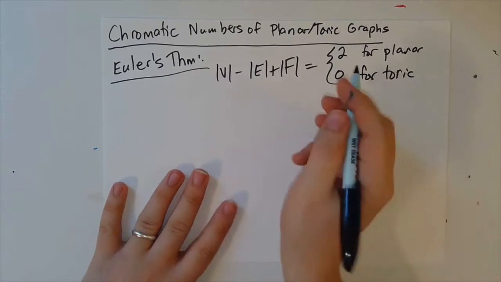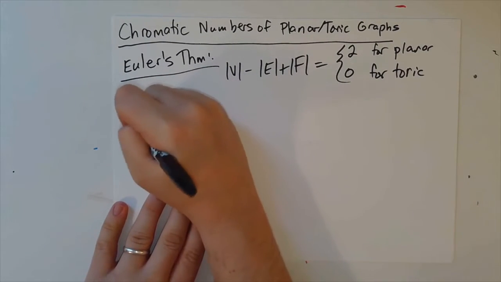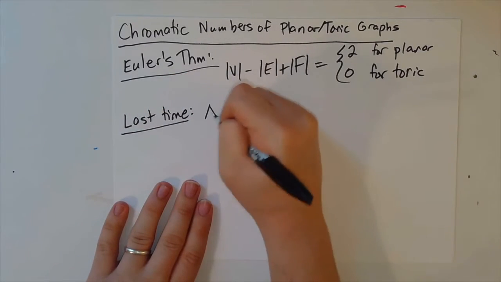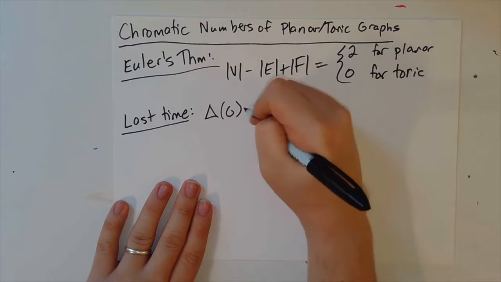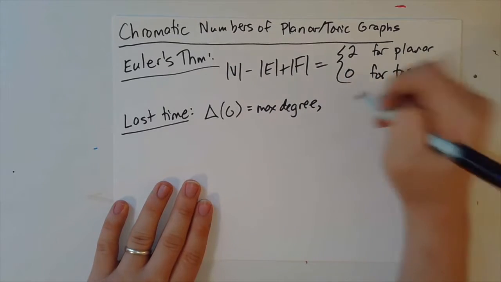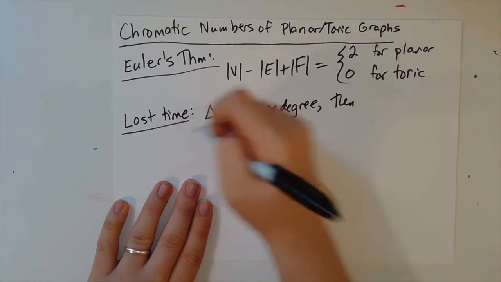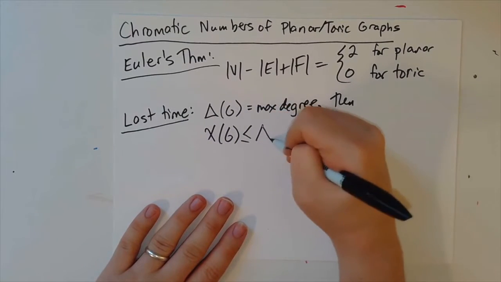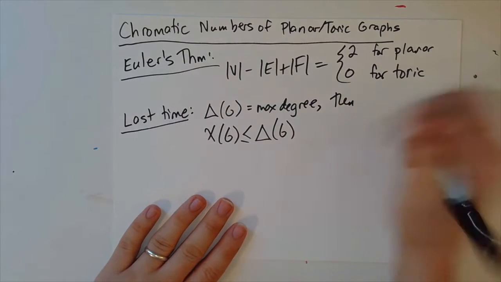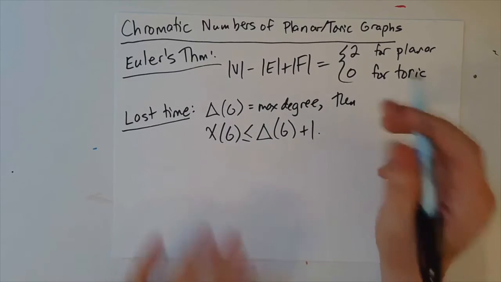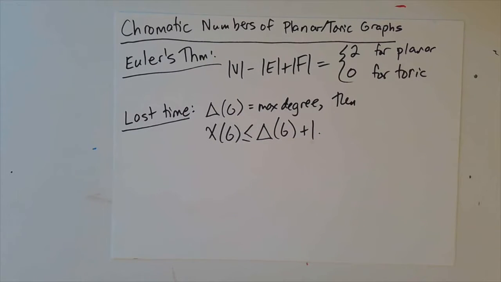Okay. I also want to remind you that last time we had this whole idea that if big delta of g was the max degree, then we could show that the chromatic number of a graph was less than or equal to that big delta of g plus 1. Okay, and this was basically a pigeonhole principle argument. It was basically an argument that if you do this in the silliest possible way with no thought whatsoever, you'll succeed.